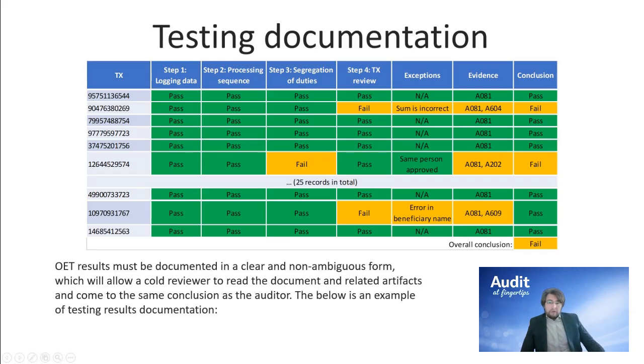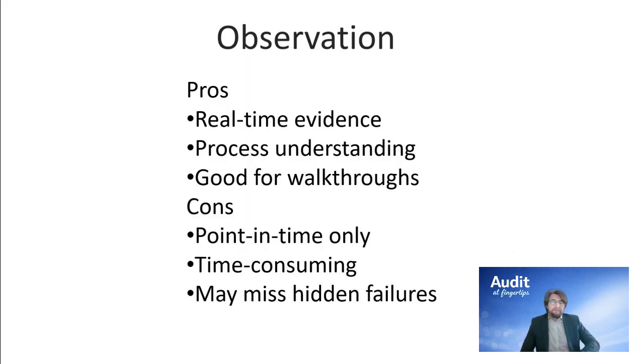So that was the attribute testing and its documentation. Now, moving on, observation. The observation audit procedure is different from attribute testing because here we're checking how the control is working in action. It could be processes, observation of how people do their job, or how an application is working.